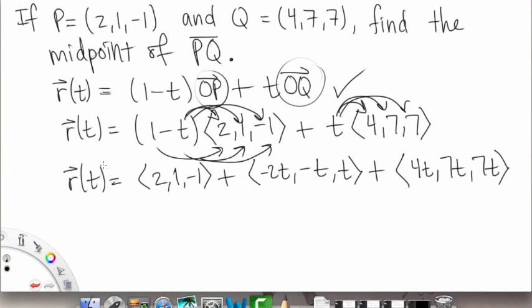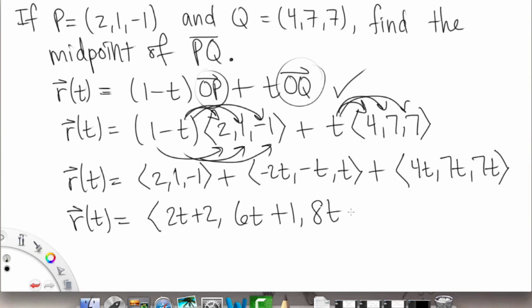Now we can simplify a little bit more, and we're just going to do some addition. Let's see how many t's we have. We have -2t plus 4t, so that's positive 2t plus 2. For the y component, we have -t and 7t, so that's 6t plus 1. For the last component, we have a positive t plus 7t, so that's 8t minus 1. So this is our parameterization of the line that goes through P and Q.